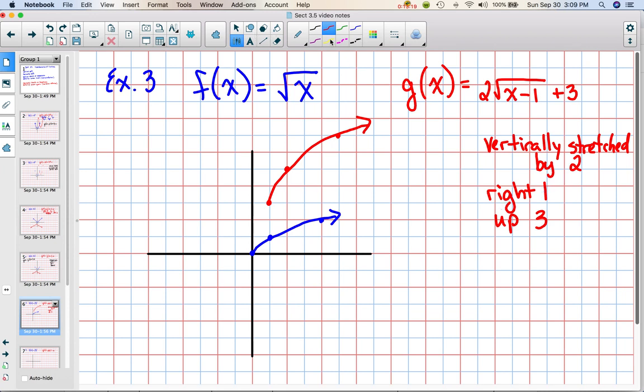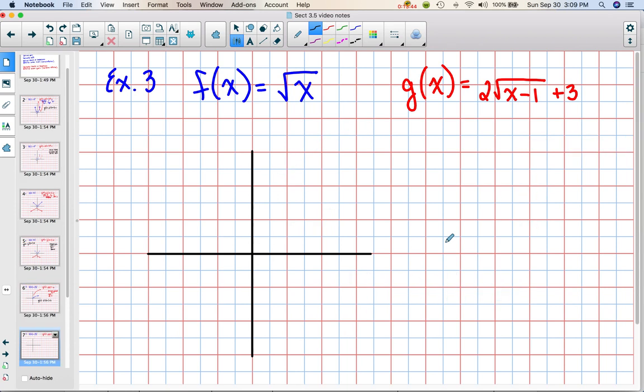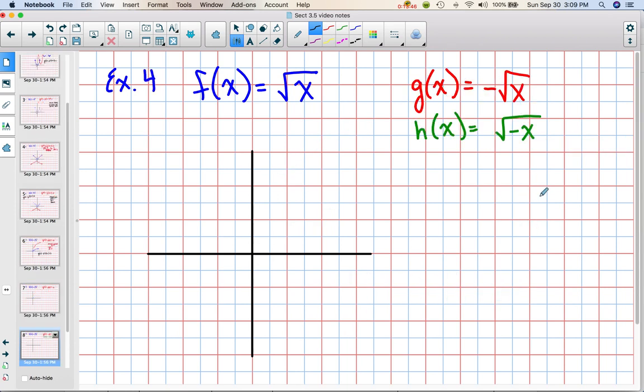So how do these two graphs relate? I can say g of x equals 2 times f of x minus 1 plus 3. That would be the relationship between those two functions. Again, notice this is in terms of f of x now. It doesn't actually have the fact that it was the square root of x. Since I already did it that new way, don't need to worry about that.